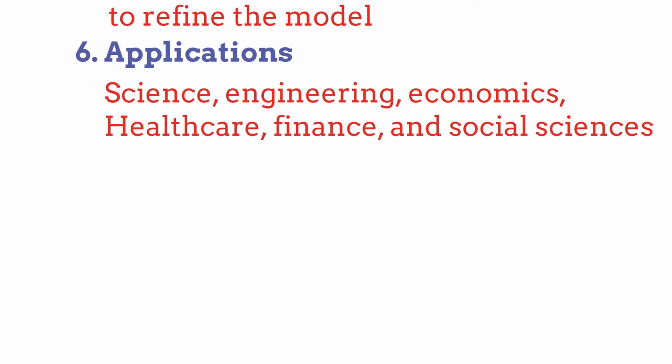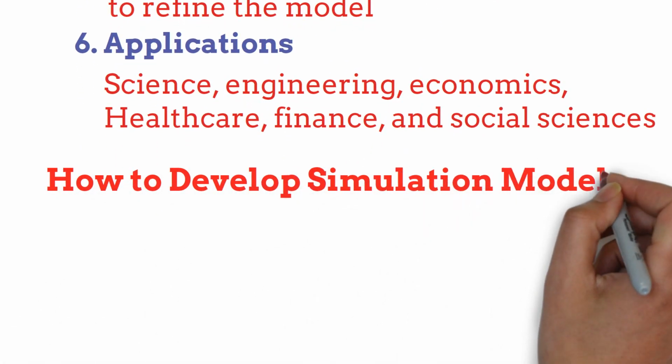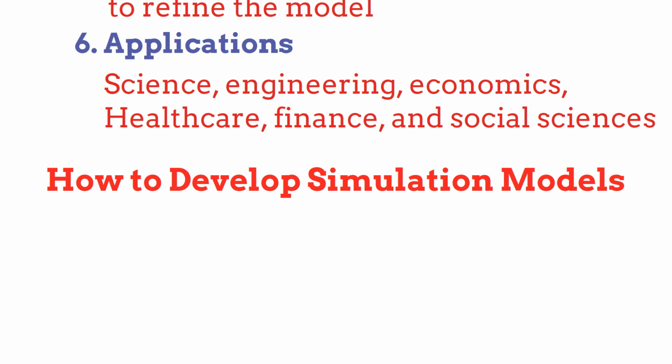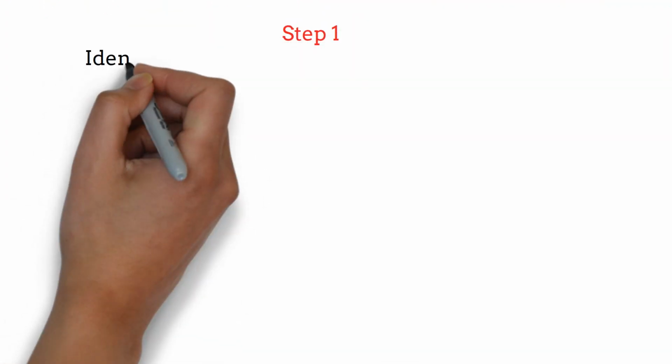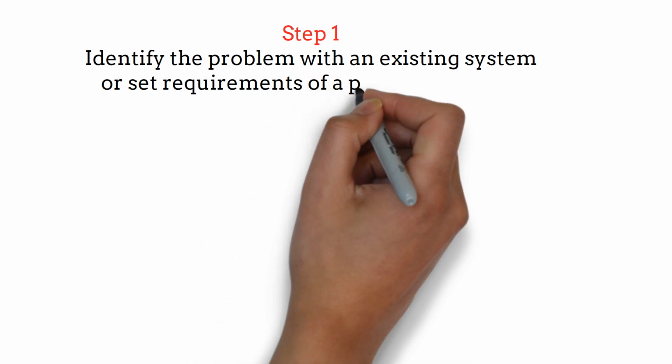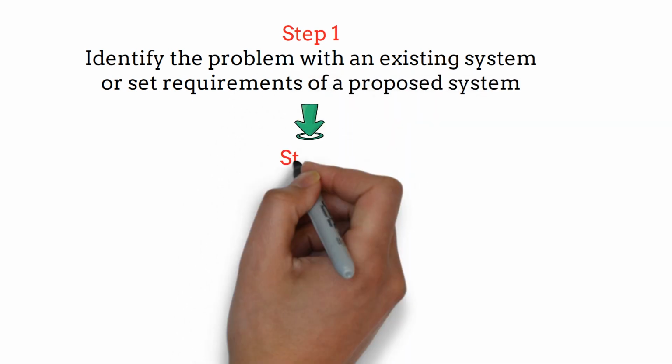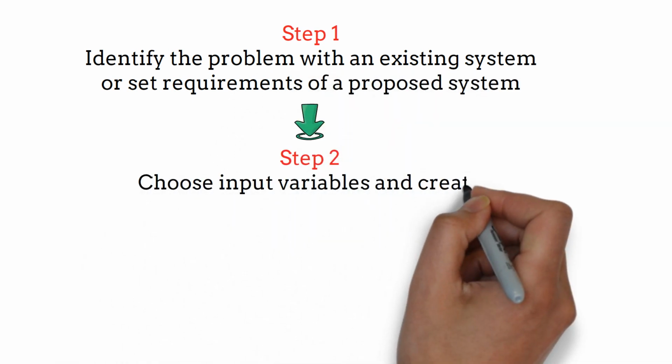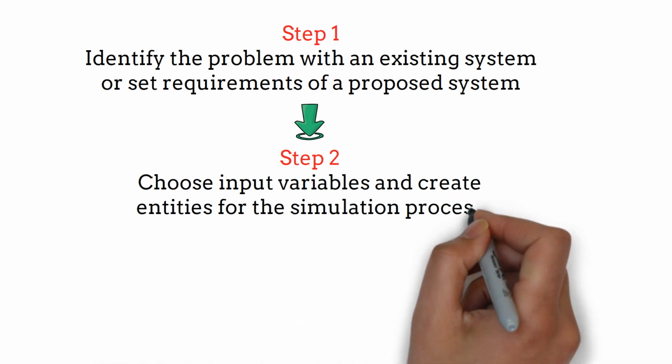Now let us discuss how to develop simulation models. Simulation models consist of system entities, input variables, performance measures, and functional relationships. The steps to develop a simulation model are: Step 1. Identify the problem with an existing system or set requirements of a proposed system. Step 2. Choose input variables and create entities for the simulation process.